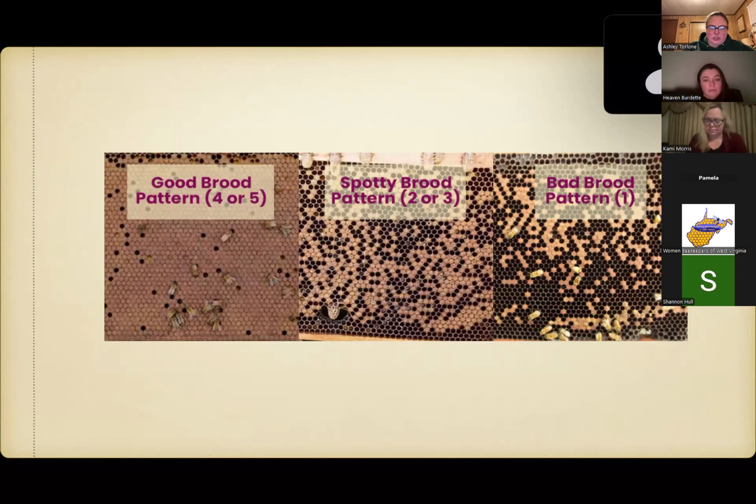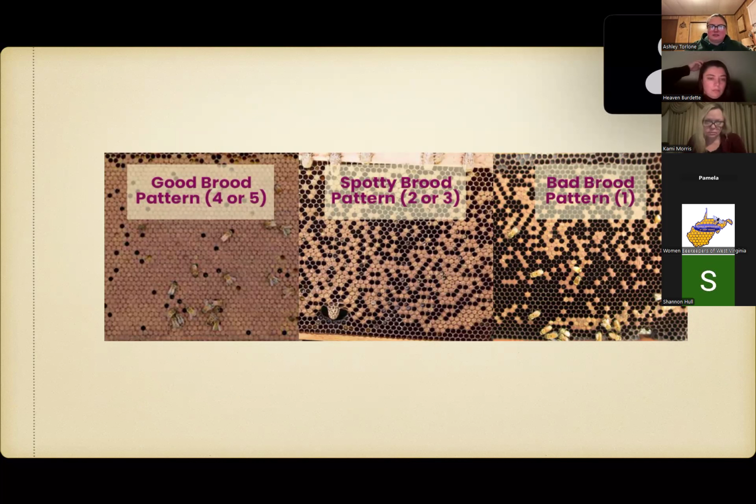When I talk about brood, you're going to hear people constantly talk about, oh, is that a good brood pattern? Oh, is that a spotty brood pattern? Oh, is that a bad brood pattern? And you're like, what the heck are they talking about? The picture on the left, that queen has laid almost in every single cell. And you see a couple open spots on there.